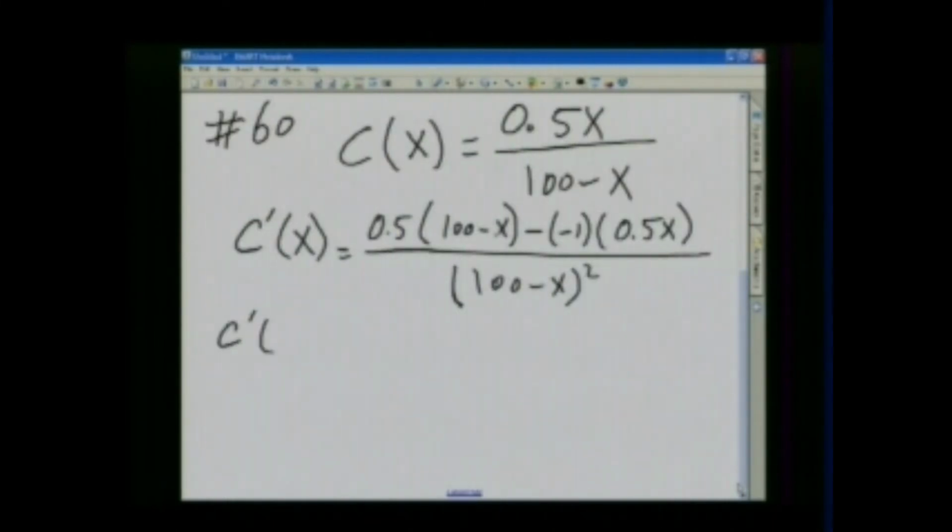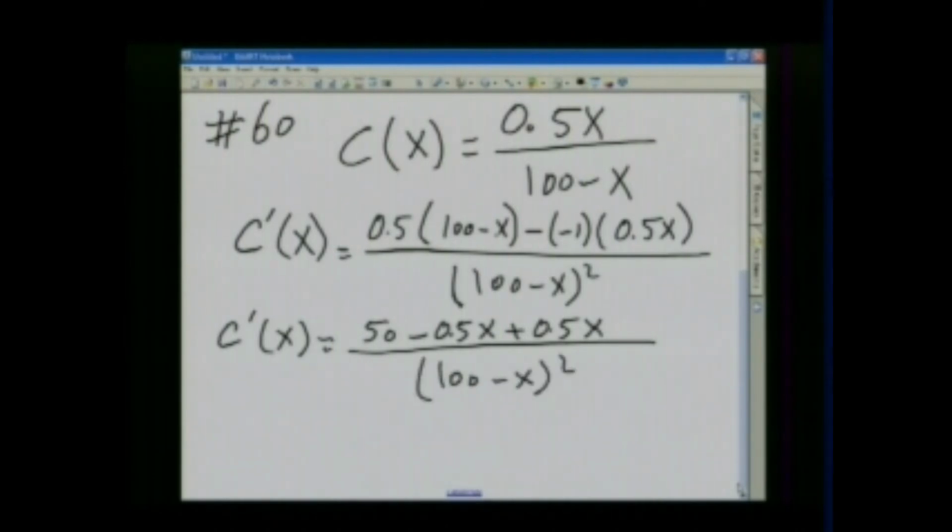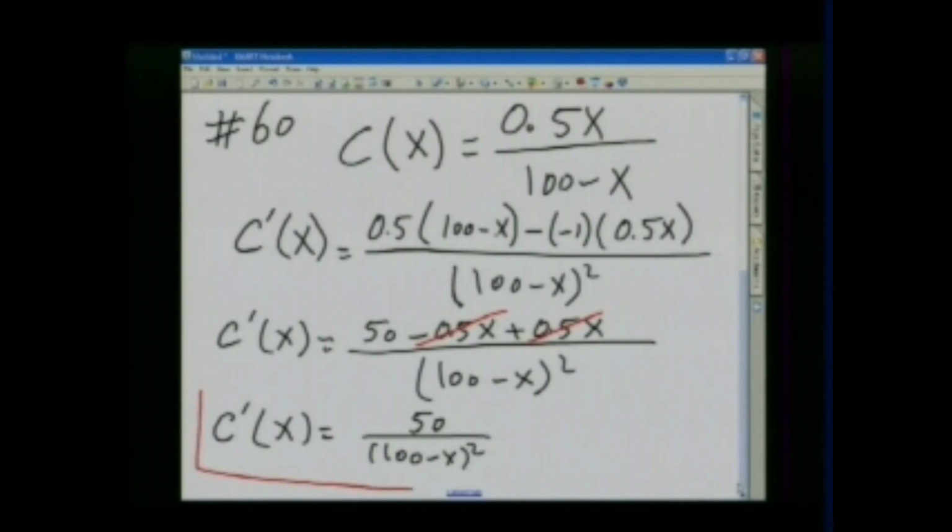So C prime of X, just simplify this, is equal to 0.5 times 100, which is 50, minus 0.5X plus 0.5X, divided by 100 minus X squared. Now, minus 0.5X plus 0.5X would cancel. Therefore, C prime of X is equal to 50 divided by 100 minus X squared. This is the derivative of the function.